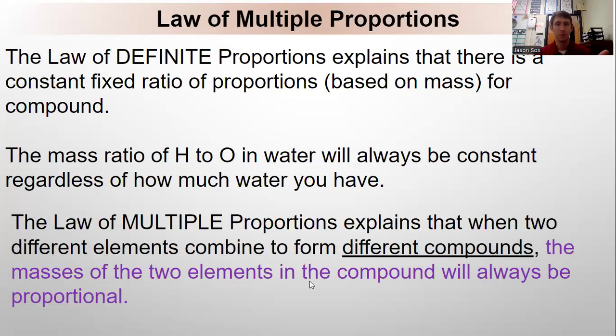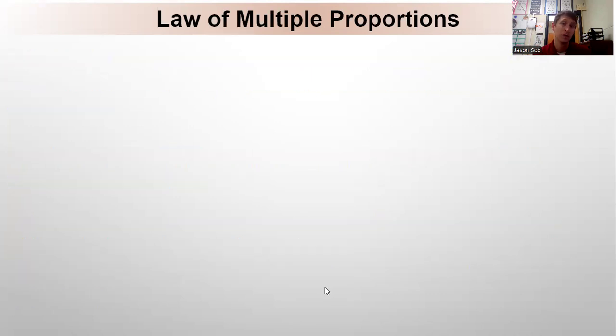Now, the law of multiple proportions suggests that if we have combinations of those same elements, say hydrogen and oxygen, but we have a different compound that's not water, then the ratio of H's and O's will be different than that of water. And that makes sense. If we have a different compound or different molecule, we would expect the chemical makeup to be different. So we're going to have a different number of atoms, and therefore the ratio of their masses is going to be unique to that compound.